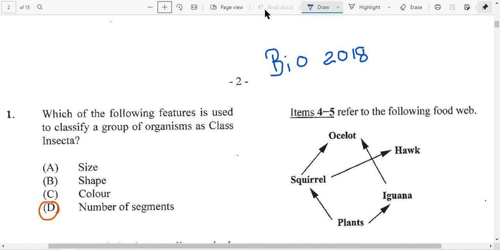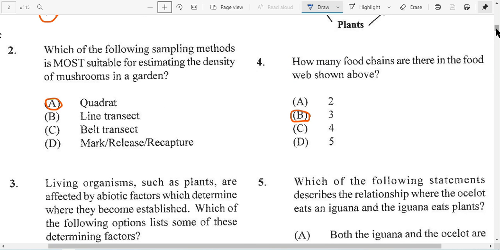And we move on down to question number 2. For question number 2, which of the following sampling methods is most suitable for estimating the density of mushrooms in a garden? Now, mushrooms are pretty much stationary organisms, so the best method here is going to be the quadrat.